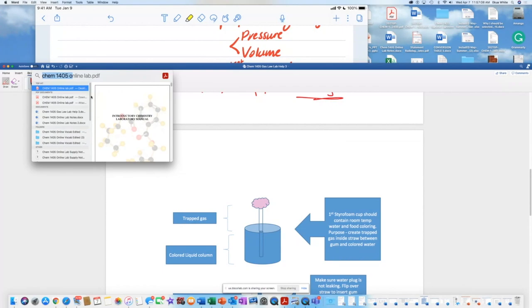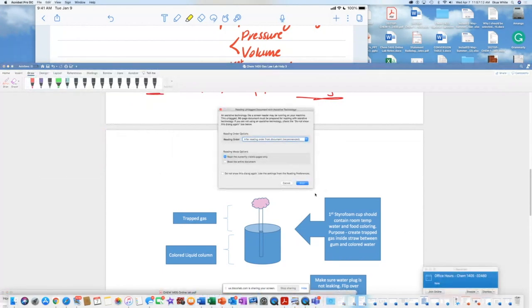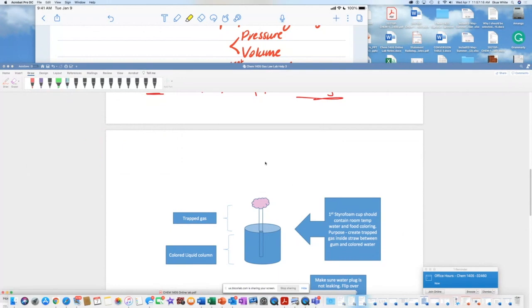The order in the lab book doesn't necessarily match the order in the textbook, because the lab book was made at a different time when this book was used, so we're trying to match it to the textbook versus the other way around.